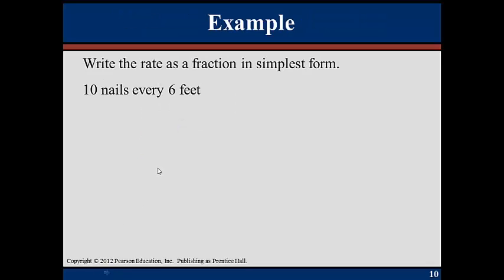So it says write the rate as a fraction in simplest form. Now remember, a rate is the same as a ratio. The only difference is now you are comparing different quantities. So it says 10 nails every 6 feet. Well, the first number they give you is 10 nails, so that goes up top. And then the second number they give you is 6 feet, so that goes on your denominator or on the bottom.